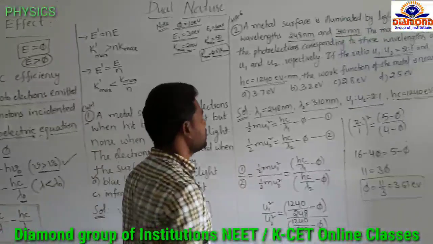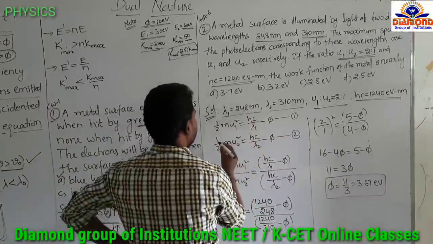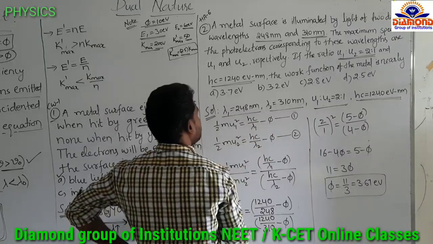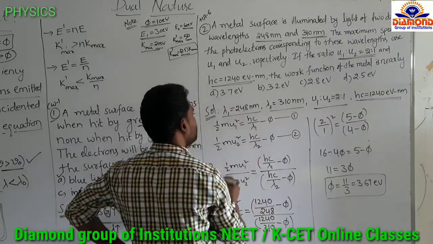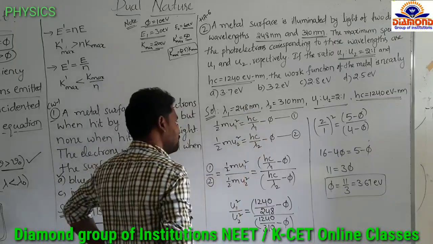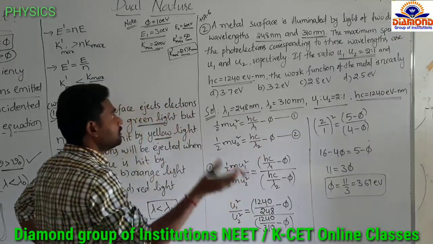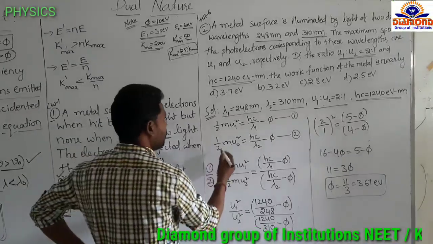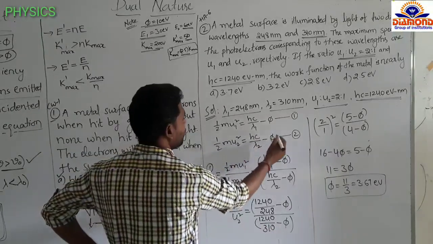So use this equation here. In the first case, half m u1 square equals hc by lambda 1 minus phi. That means in the first case the velocity is u1 and the wavelength is lambda 1. And on the same metal, with a different wavelength of light falling on that metal, the second equation is half m u2 square equals hc by lambda 2 minus phi.